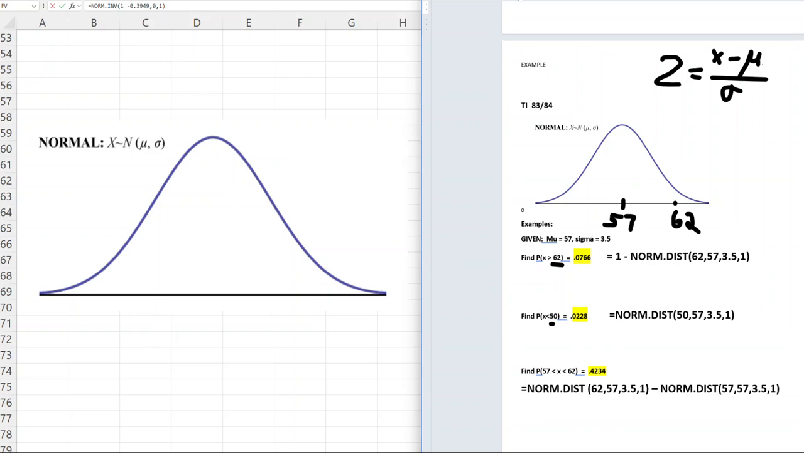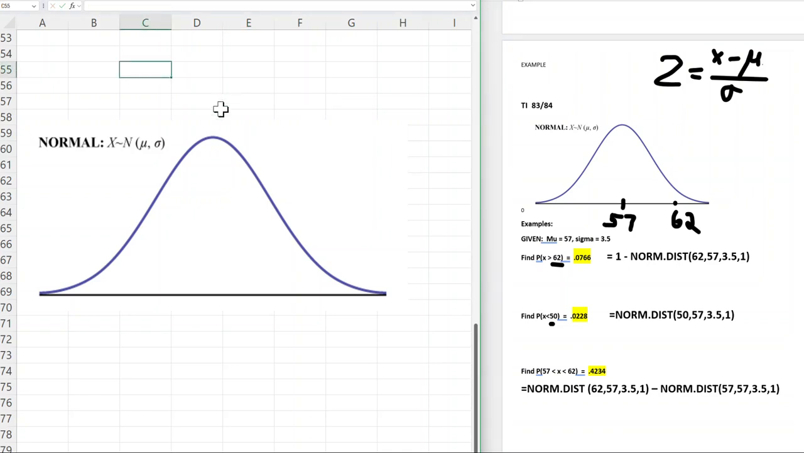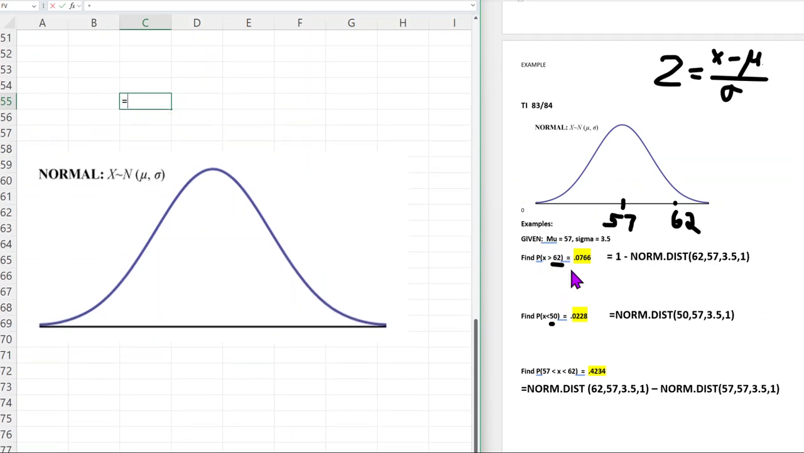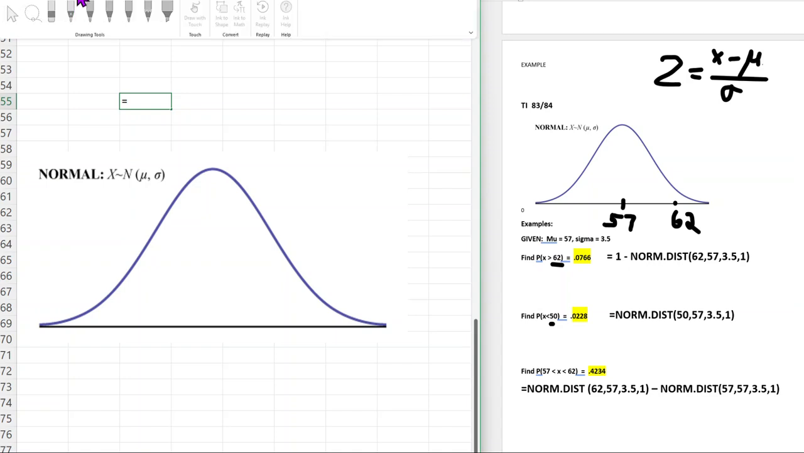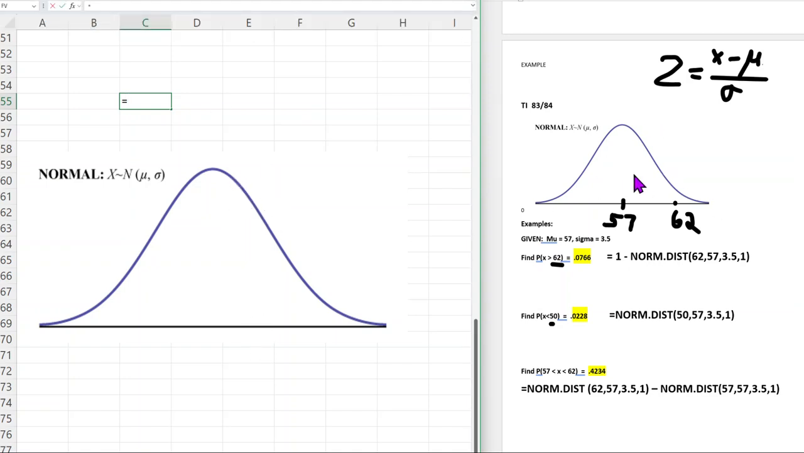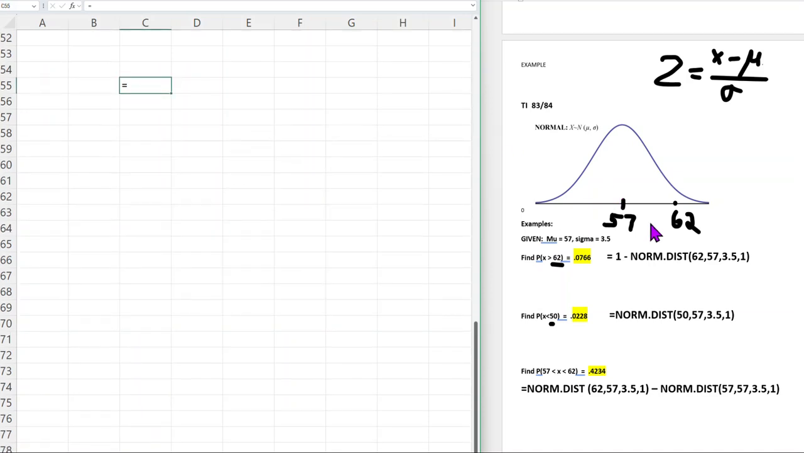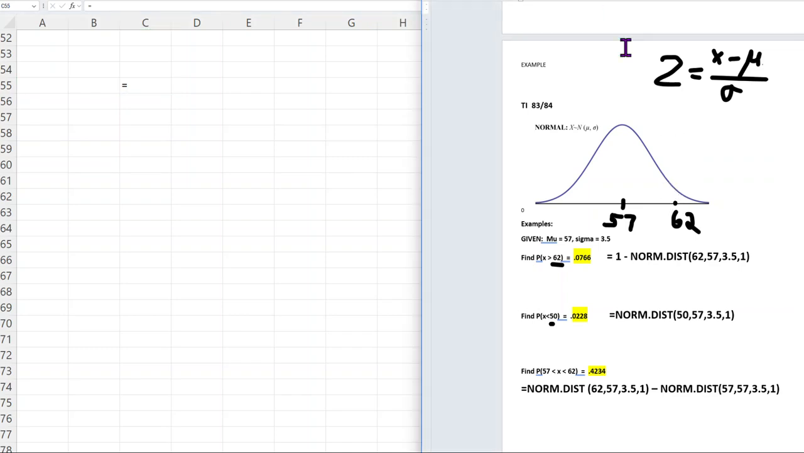Well, I take my normal curve, which I drew over here, so I won't do it again. I take my formula and type in equals. I'm going to use the same formula that I used before, but now remember, I want x greater than 62. So I am looking for the area greater than 62, this little area in here. How big is that area? Because that's going to be the probability that some x that I pull out of the hat is greater than 62 when I have this whole distribution and I know the average is 57.